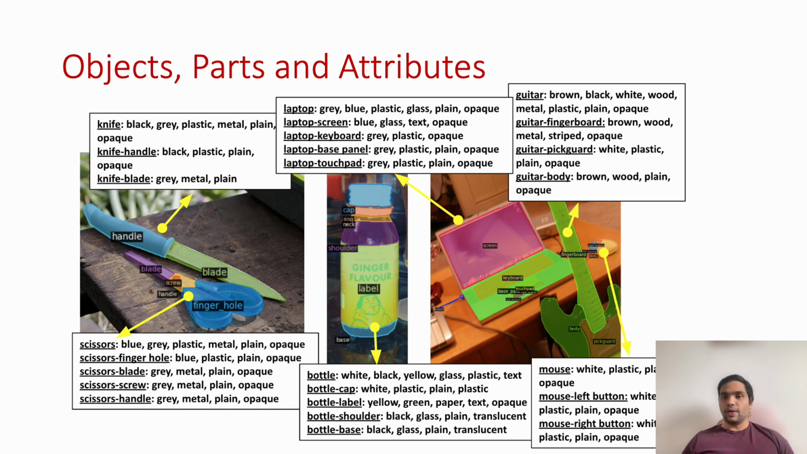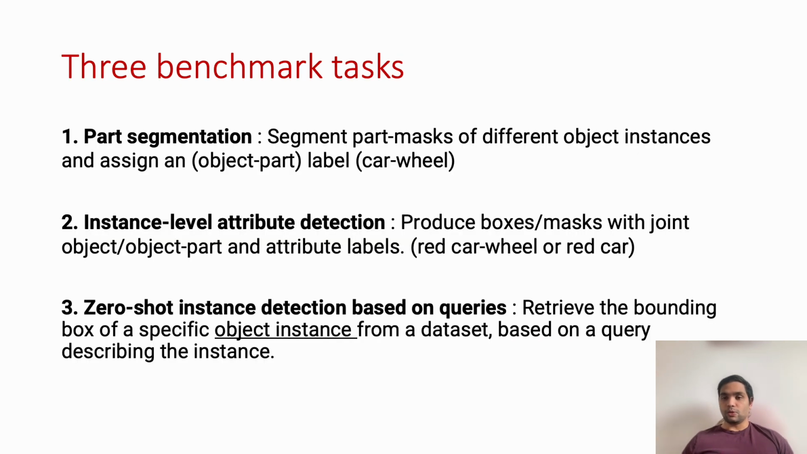As shown here, we annotate parts and attributes for each object instance separately. When annotated, an object instance has an object mask, part mask, as well as object and part attributes. We also provide three benchmark tasks. Part segmentation, where the model needs to segment part masks per object instance. Second, instance level attribute detection, where a model needs to produce object attributes and part attributes. Lastly, a task where the model needs to recover and localize a specific instance of an object from a dataset based on object, part, and attribute query.